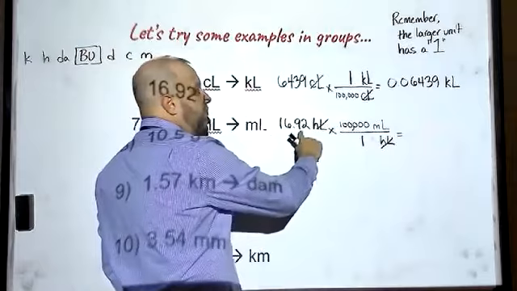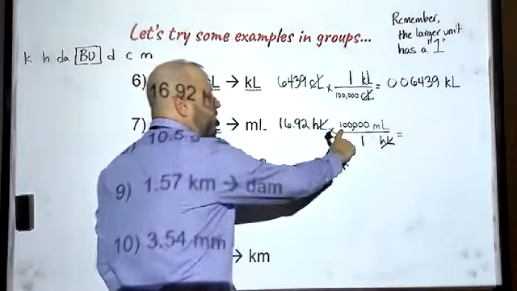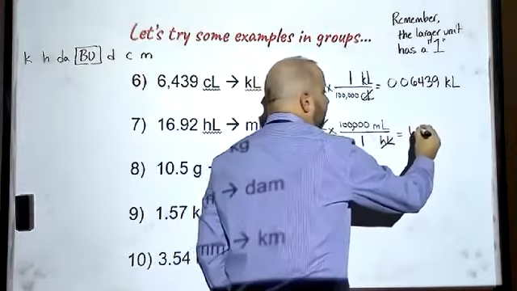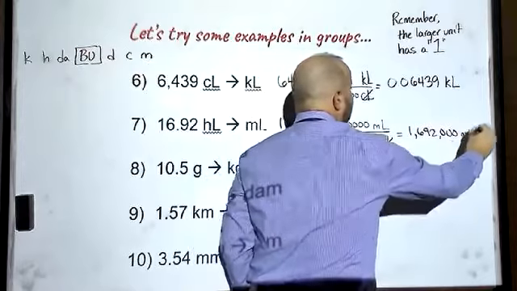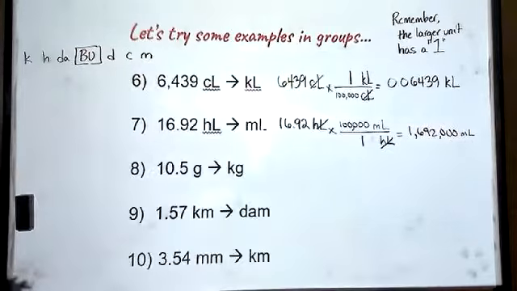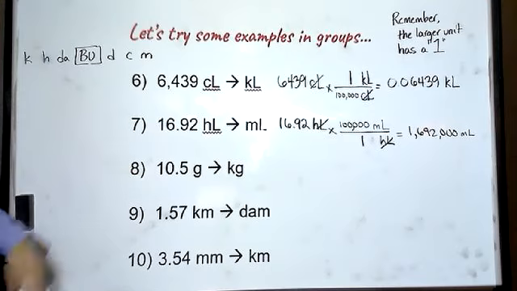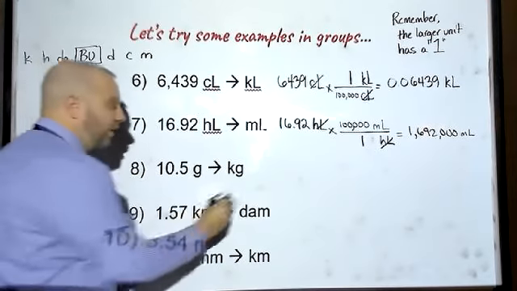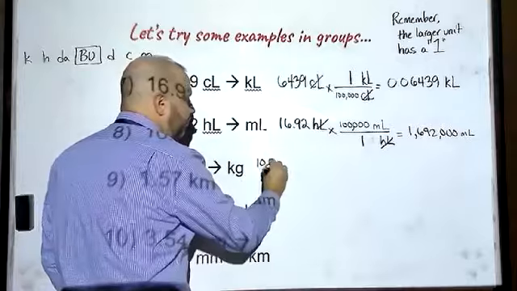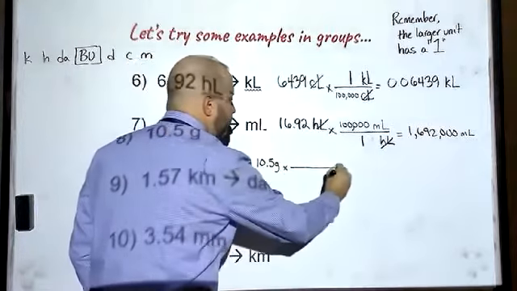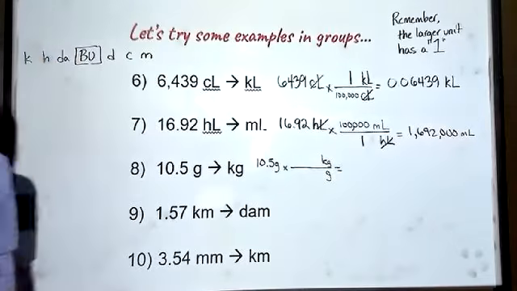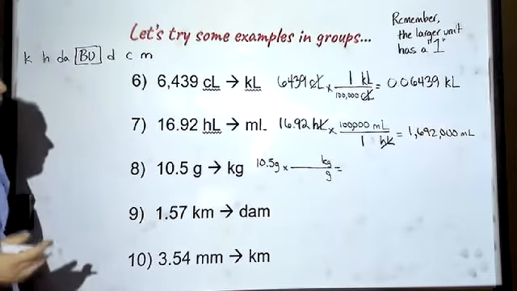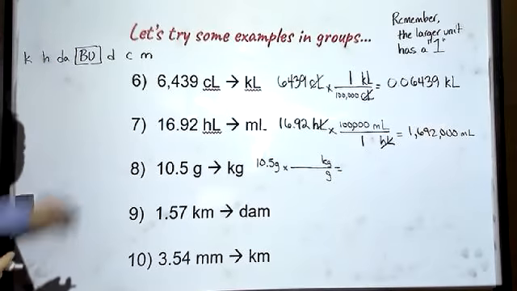So we have 16.92 times 100,000. That's 1,692,000 milliliters. Okay, question number 8, we have 10.5 grams. We're going to kilograms. So the unit that we want to get rid of, grams, is going to go on the bottom. Kilograms is going to go on top.